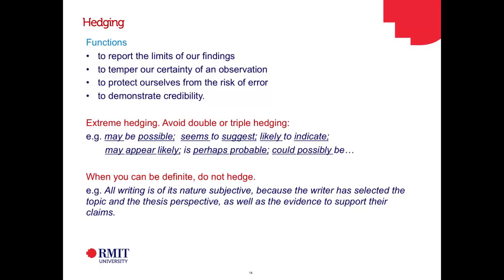And very importantly, when you do not need to hedge, when you can talk completely straight about something, then do it. For example, all writing is of its nature subjective because the writer has selected the topic and thesis perspective as well as the evidence to support their claims. Then I don't think that this claim requires any hedging. Start noticing how research writers hedge in their articles and what aspects of your research require hedging in writing and what aspects do not.